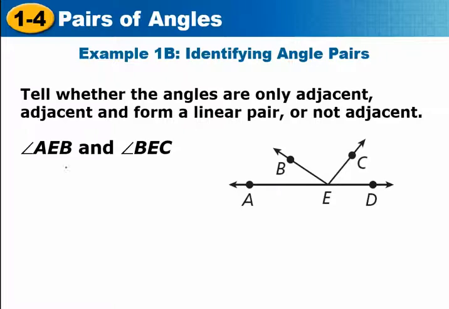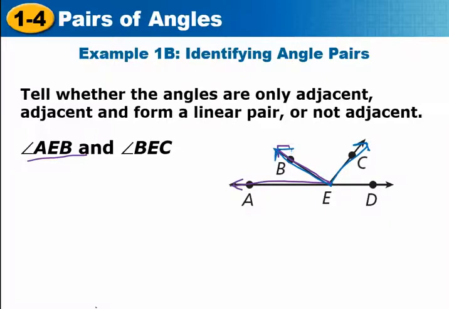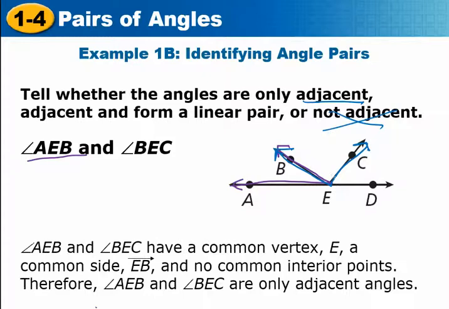Now let's look at this one. Oh no, it's the same drawing, but we're talking about two different angles. So AEB, I've got the purple pen, so here's AEB. And then the other angle, I'll change my color to blue here, BEC. So if they share a common side, they're adjacent. They do, because I drew the purple and the blue on top of each other. So they're definitely adjacent. Do they form a linear pair? Well, no, because this time they didn't make a straight angle. They can't be not adjacent because we already decided that they're adjacent. So on these ones, you're going to say they're only adjacent.